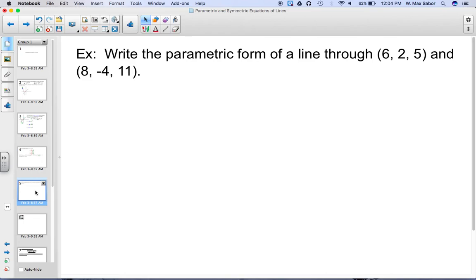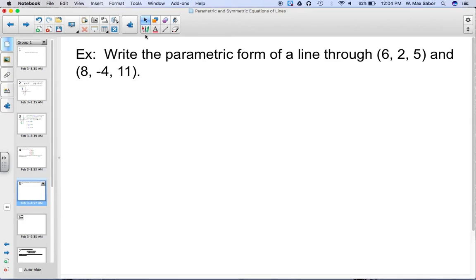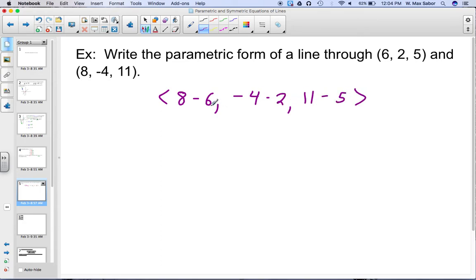So let's write the parametric form of this line. First, we want to find a parallel vector. So for the parallel vector, we're going to do final minus initial: 8 minus 6, negative 4 minus 2, 11 minus 5. That will give us a parallel vector: 2, negative 6, and positive 6.